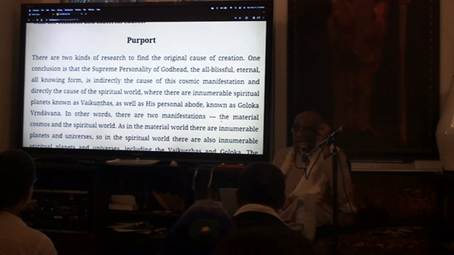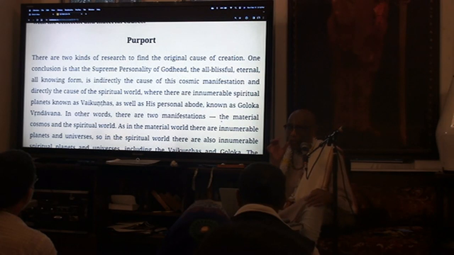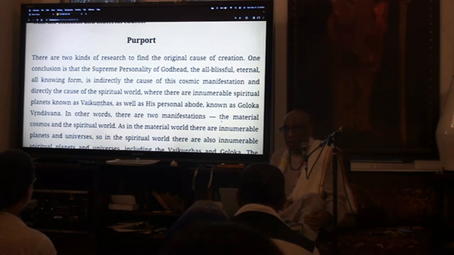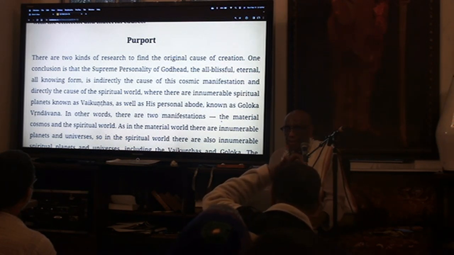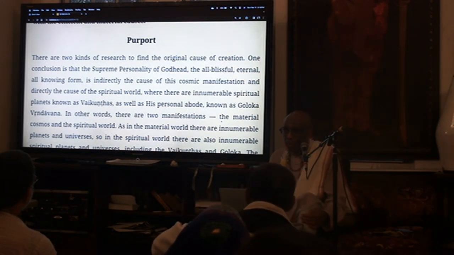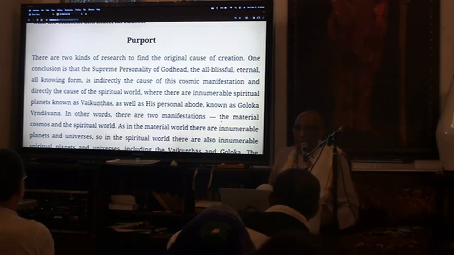There are two kinds of research to find the original cause of creation. One conclusion is that the Supreme Personality of Godhead, the all-blissful, eternal, all-knowing form, is indirectly the cause of this cosmic manifestation, and directly the cause of the spiritual world, where there are innumerable spiritual planets known as Vaikunthas, as well as his personal abode, known as Goloka Vrindavan.